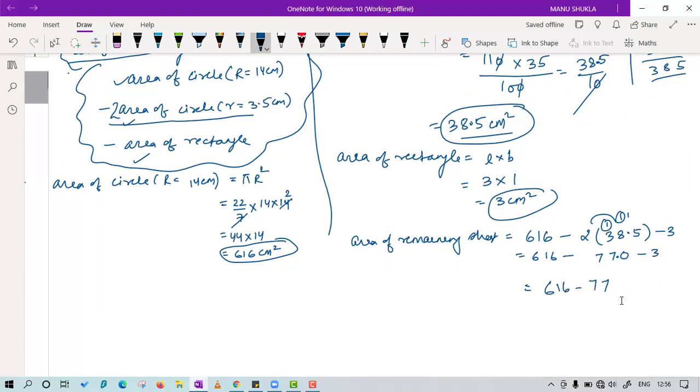616 minus 77 minus 3, or 616 minus 80, or 6 minus 0 is 6, 11 minus 8 is 3 and 5. So 536 centimeter square is the area of remaining sheet. That's it. Let's see the next question now.